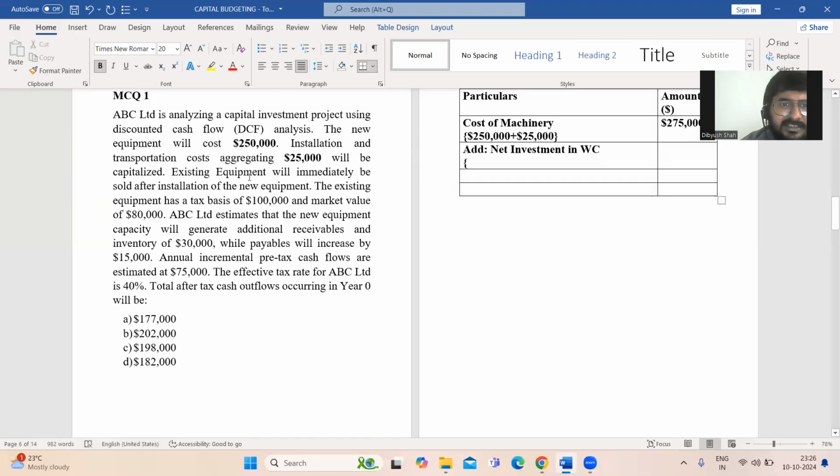In this question, I see that the new equipment will generate additional receivables and inventory of 30,000. So I have an increase in current assets, 30. While payables will increase by 15, so I also have an increase in current liability. So I should deduct step 2 from step 1. That is a positive figure, so my working capital investment has gone up. Step 3, where I have to calculate after tax proceeds from sale of old machinery.